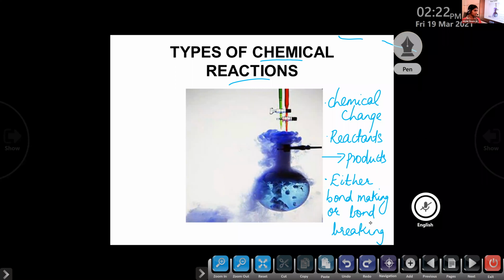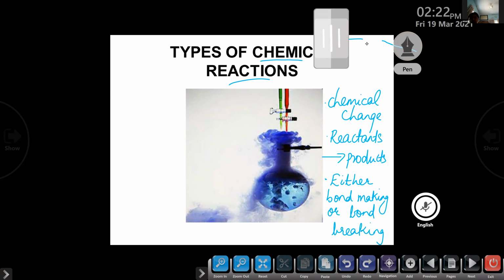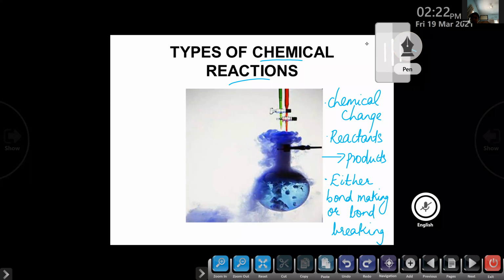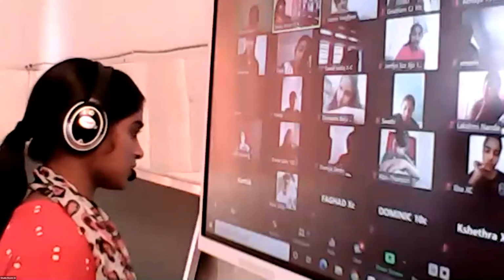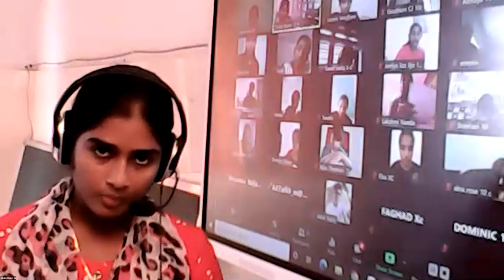Is this clear? Can you repeat what you mean by chemical reaction? Chemical reaction is a chemical change in which reactants are converted into products either by bond making or bond breaking. Very good. Chemical reactions are chemical changes in which reactants are converted to products either by bond making or bond breaking.